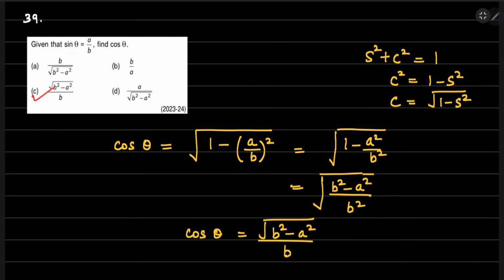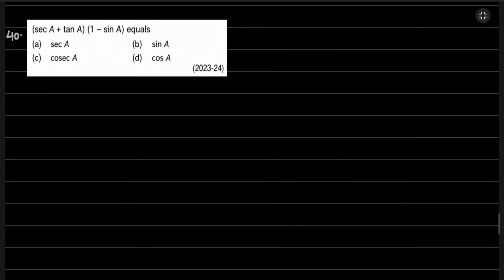Let's move on to the 40th question. (sec A + tan A) multiplied by (1 - sin A) equals? Convert everything into sine and cos. So secant A is 1 by cos A, plus tan A is nothing but sine by cos, multiplied by 1 minus sine. Let's solve it.